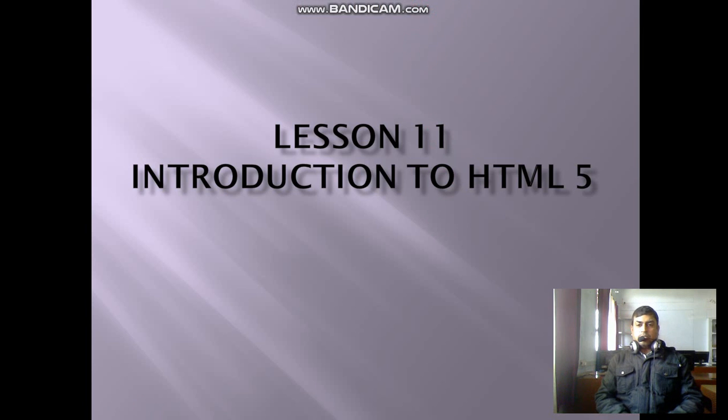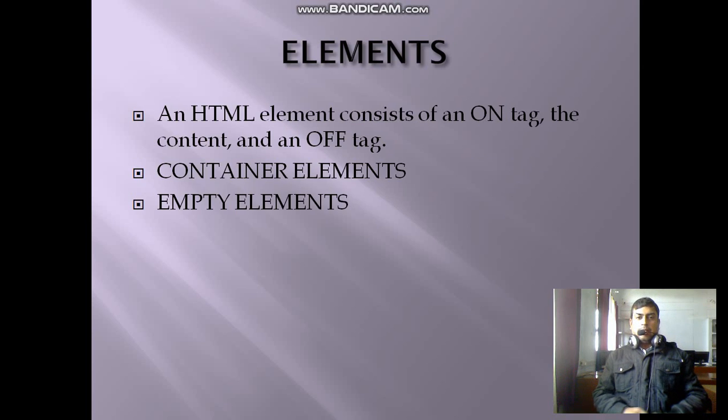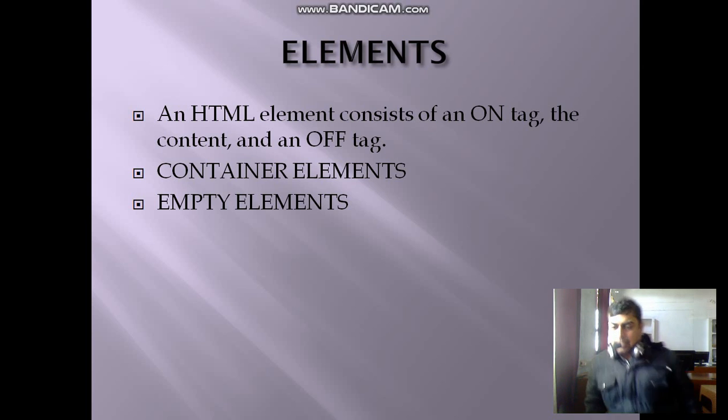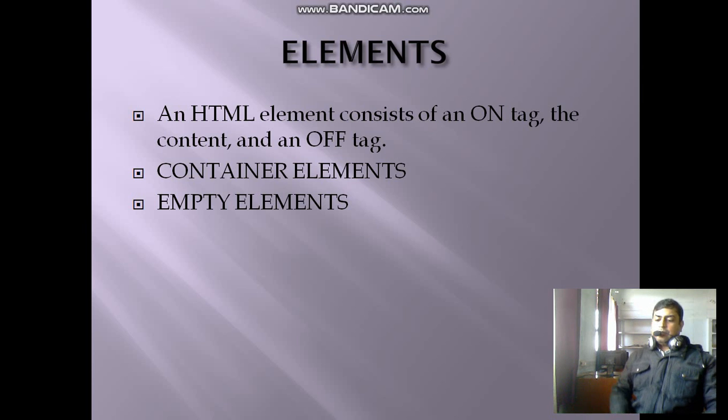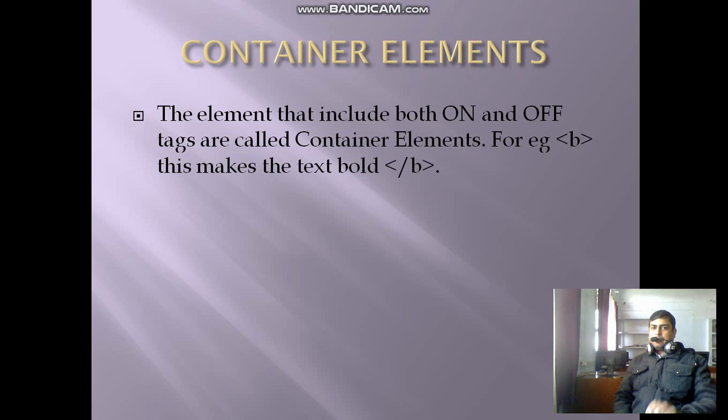Now, in class 6 Introduction to HTML, in this lesson I am going to proceed with a few more topics. Today we will discuss what an element is. An HTML element consists of an on tag, content and an off tag, and there are container elements and empty elements. If the element has both an on tag and an off tag, it is called a container element, and if the element does not have a closing tag, it is called an empty element.